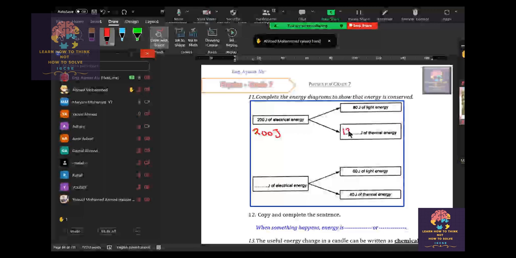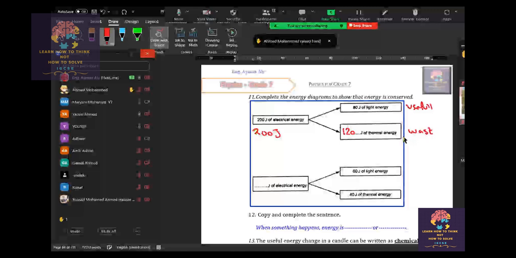Okay, as you can see now, the electric energy is converted into two types, light energy and thermal energy. Which one of them is the useful energy? Not thermal, it's not useful. We are using light energy, it is useful. Thermal energy is not useful, it is waste.